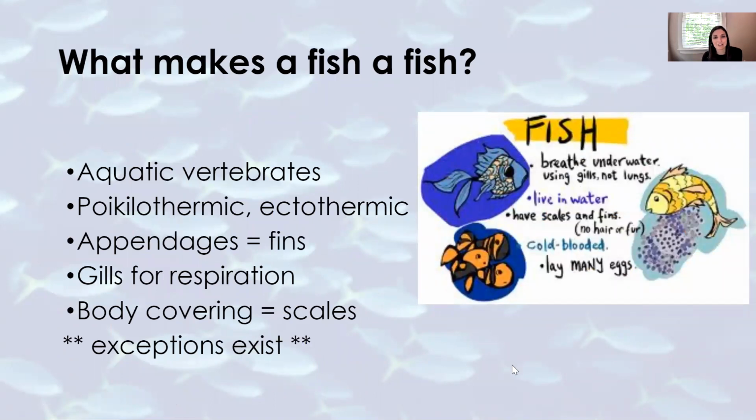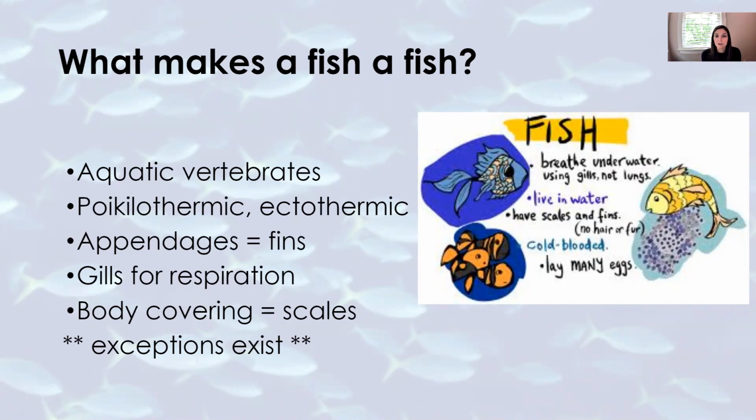So what makes a fish, if there's so much difference across different fish? Well, they're aquatic vertebrates, so they live in water. They're poikilothermic. Do you remember what that means? That their temperature varies, in opposition to homeothermic animals that keep a constant body temperature. Poikilothermic animals have a variable body temperature. Fish are ectothermic, deriving their body temperature from their environment.